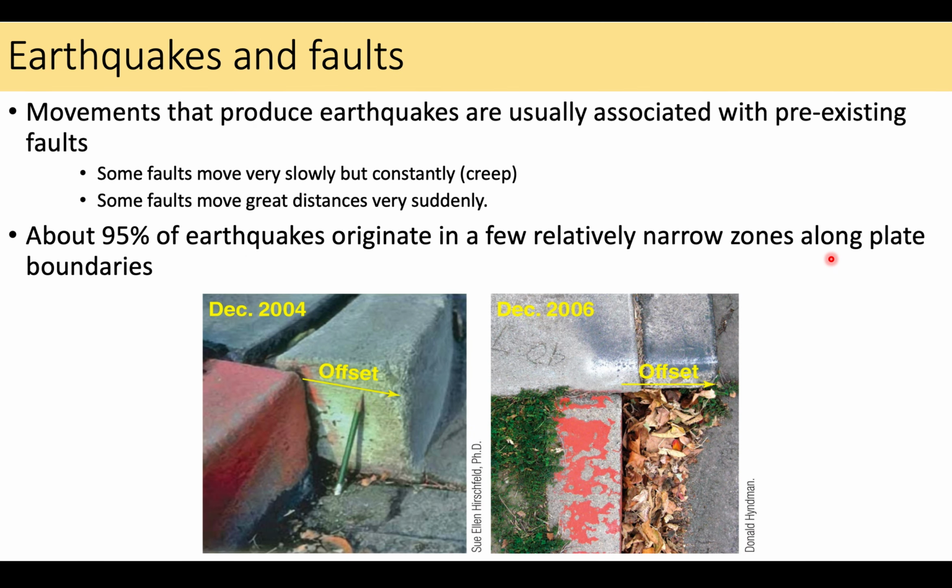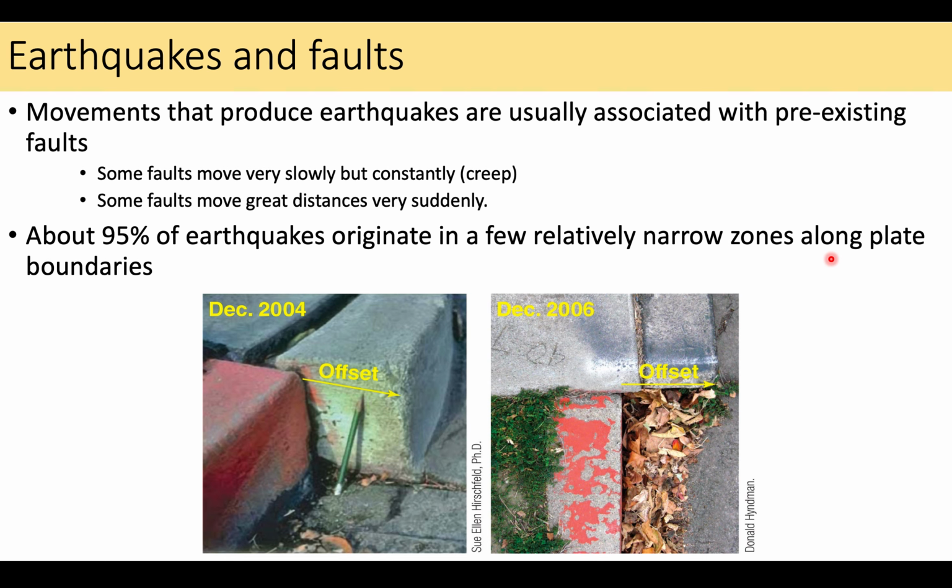So earthquakes and faults. Faults are movements that produce earthquakes. Generally, all of the earthquakes that are produced by motion at a fault are associated with faults that already exist. So the faults are already there. And for the most part, we know about them at this point in 2020.